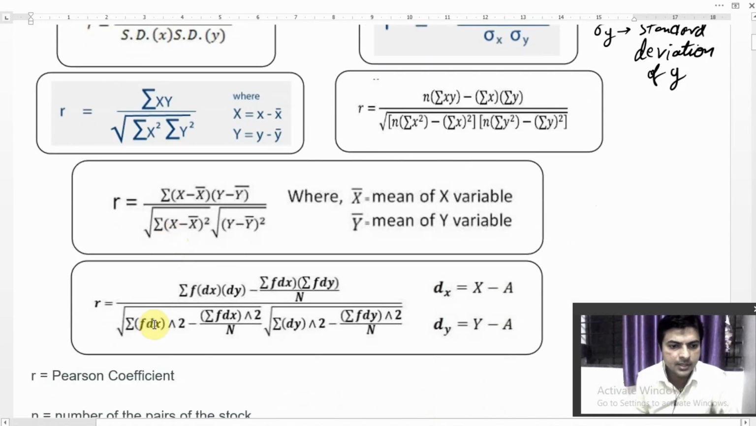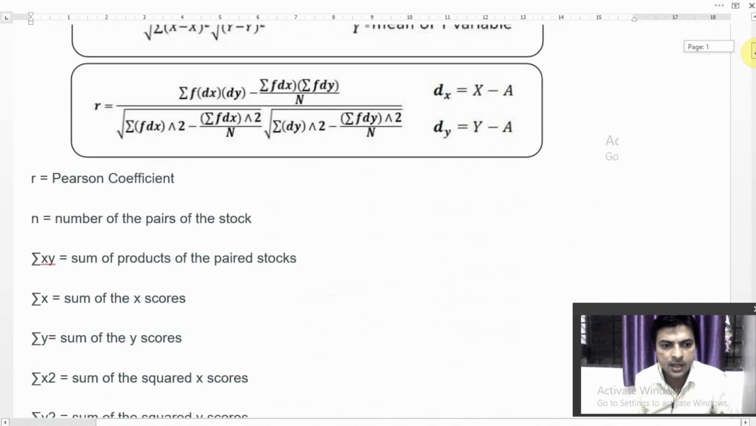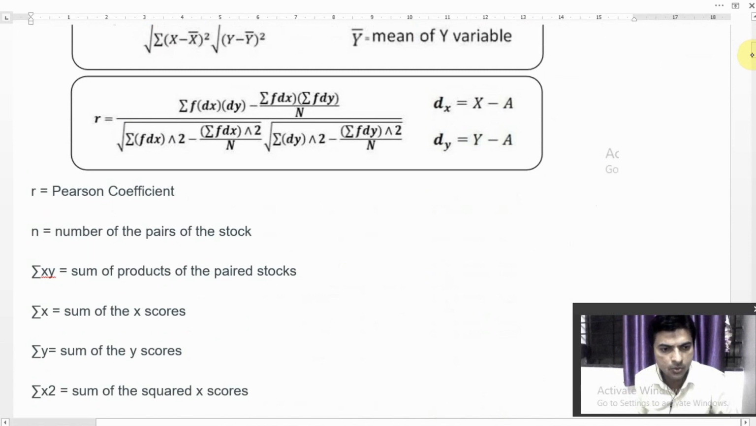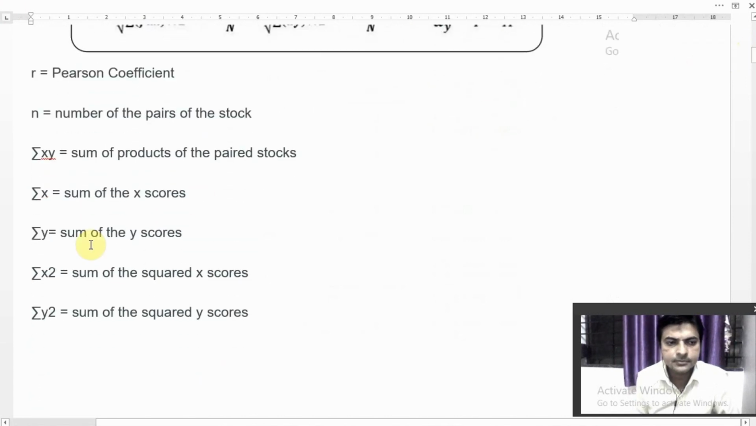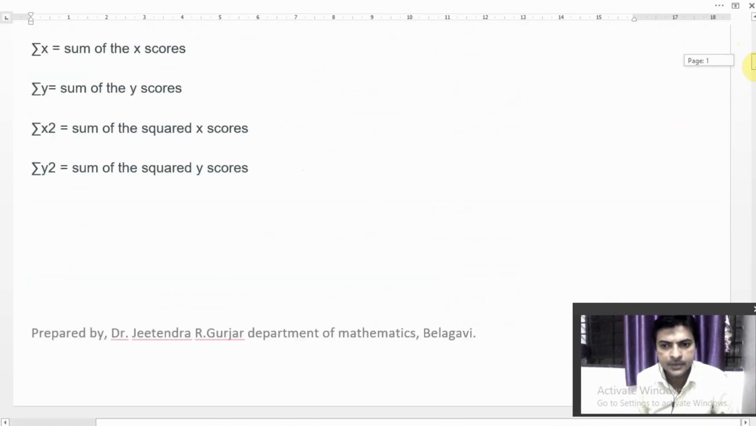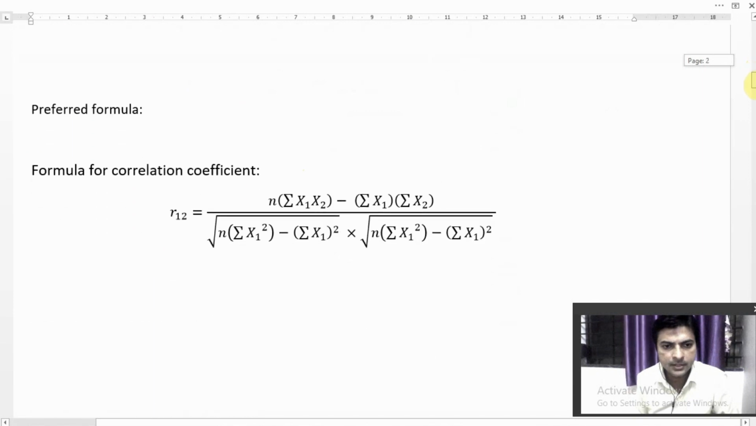There is another formula here, and this also represents the correlation. Please remember what r is: r is the Pearson correlation coefficient, where n is equal to the number of pairs of scores. Summation xy is the sum of the product of the paired scores, summation x is the sum of the x scores, summation y is the sum of the y scores, summation x square is the sum of squared x scores, and summation y square is the sum of squared y scores. Without wasting your time, we are going to take the example.